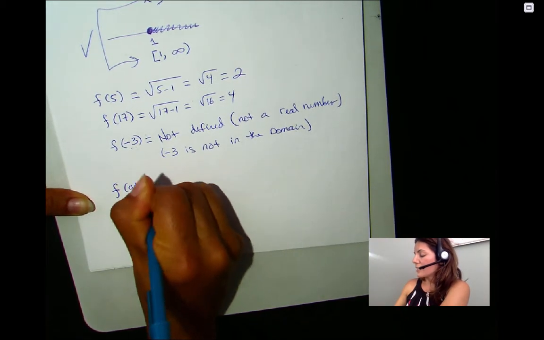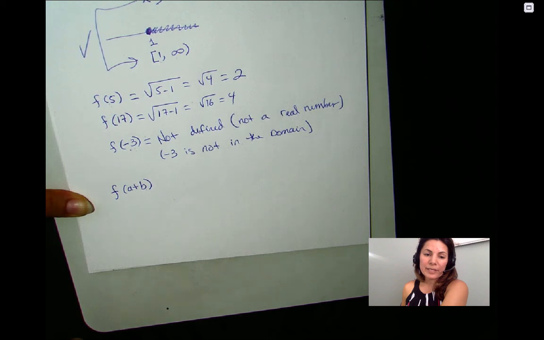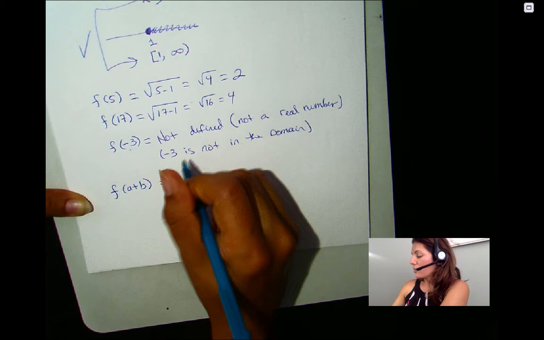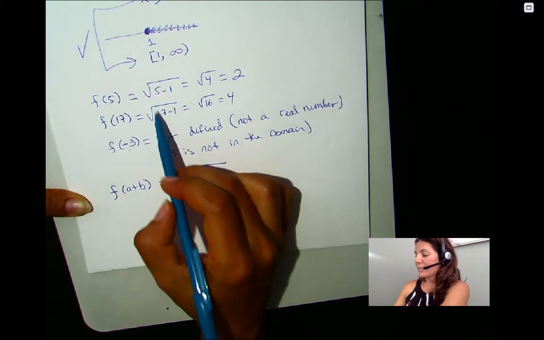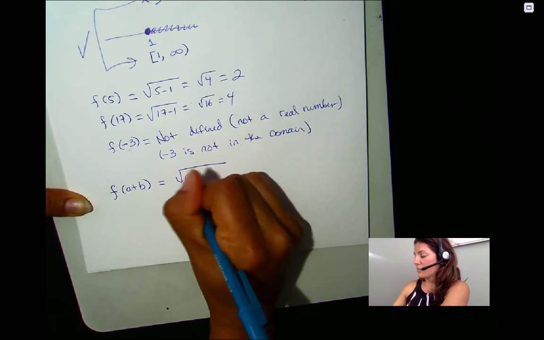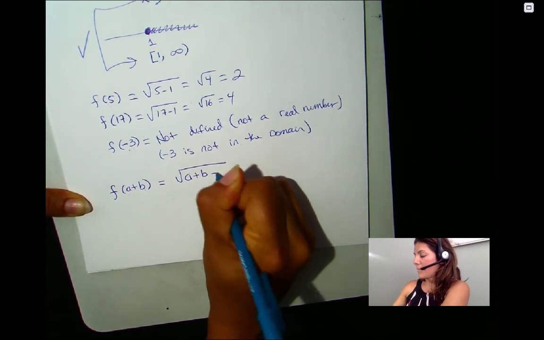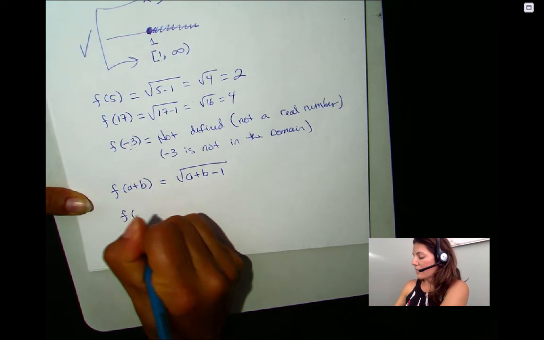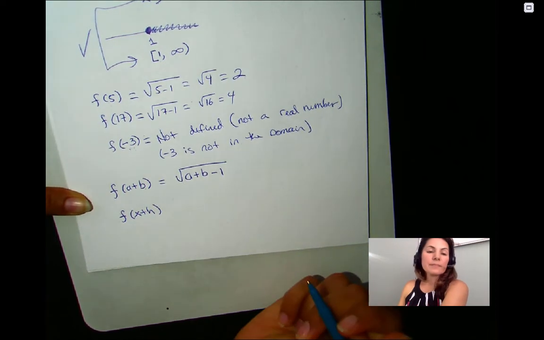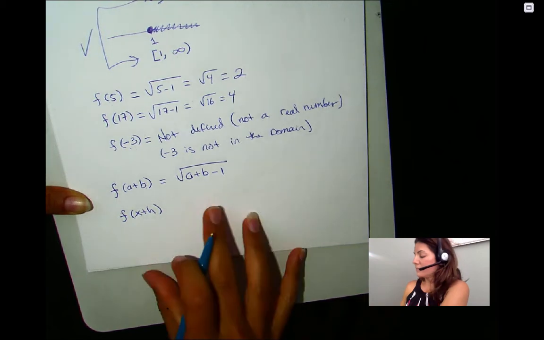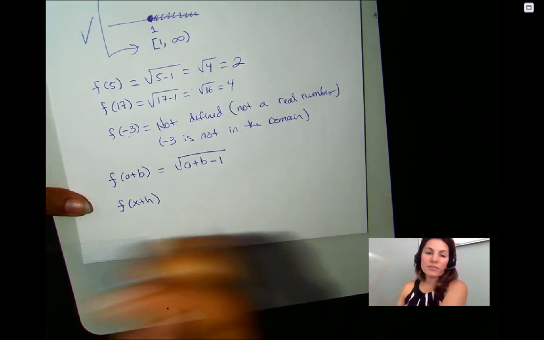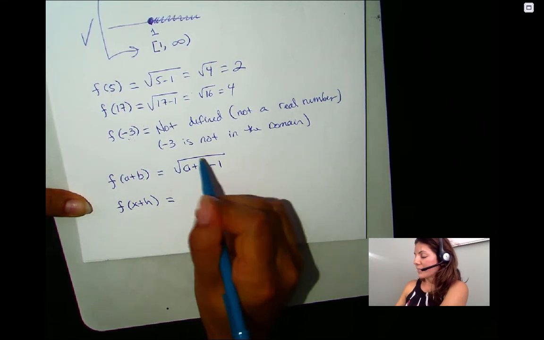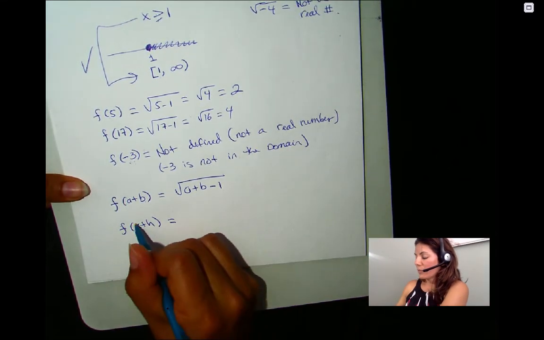Now for things that are obscure, like f of a plus b, I don't know what a and b are, so we're just going to find them. So this will be, everywhere you see an x, you replace it with a plus b. So this will be the square root of a plus b minus 1. And the last one was f of x plus h. And from pre-calculus, you may have done lots of difference quotients. But again, same thing, everywhere you see an x, you replace it with the quantity in here.